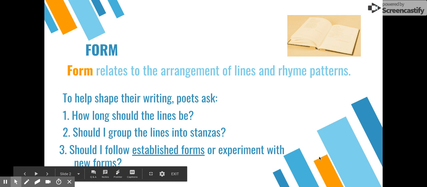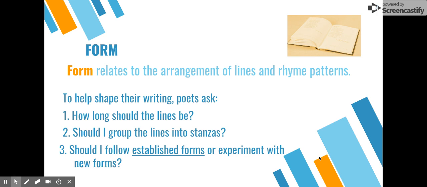First thing to know is form. Form relates to the arrangement of lines and rhyme patterns. So how does the poem look? How did they organize their lines? Is there a pattern to the rhyme? So this involves a lot of questions. How long should the lines be?